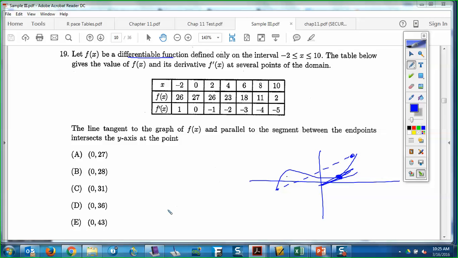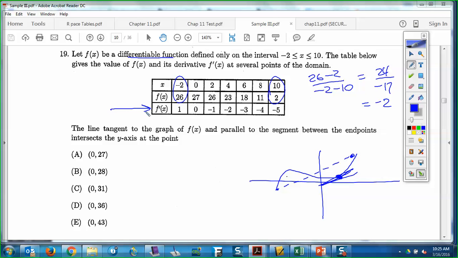I've given you a little bit of a hint of what we want to do here. Slope between the endpoints would be the first thing you want to do. So here's your endpoints right here. Right? So we're going to subtract those. 26 take away 2, negative 2 take away 10. So that's 24 over negative 12, which is negative 2.